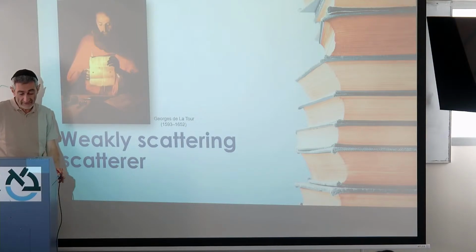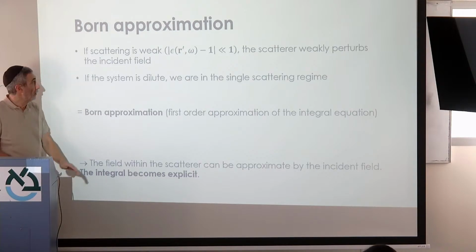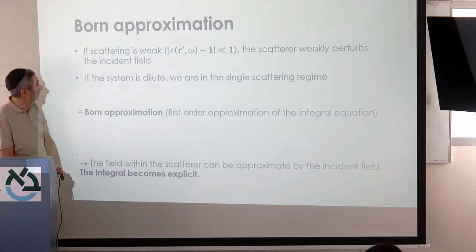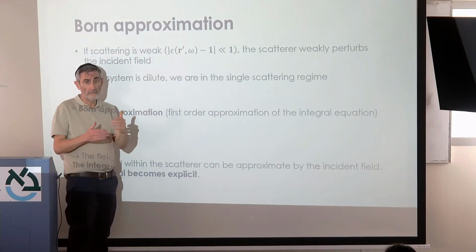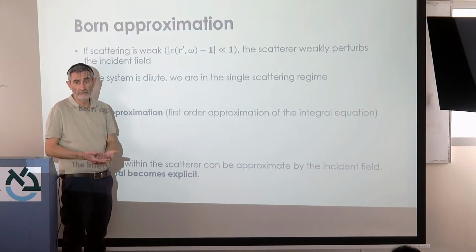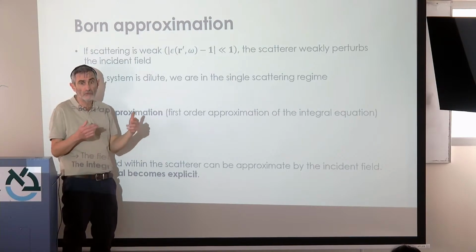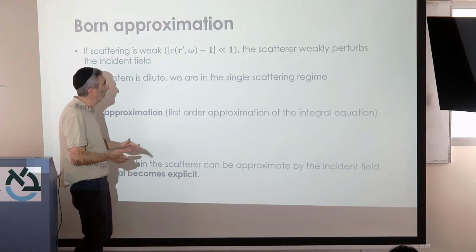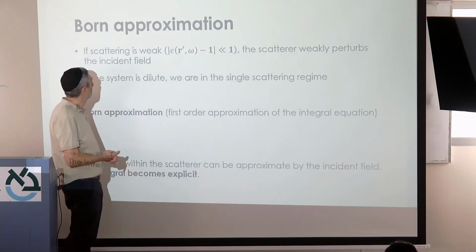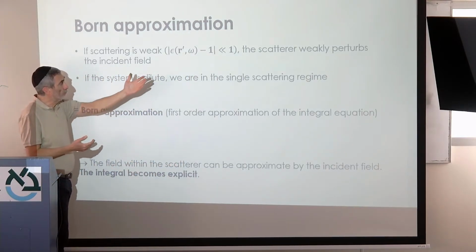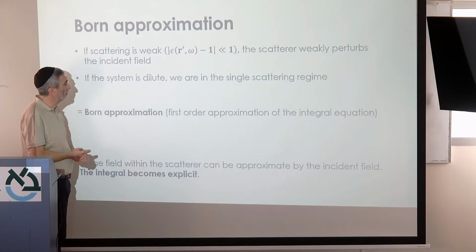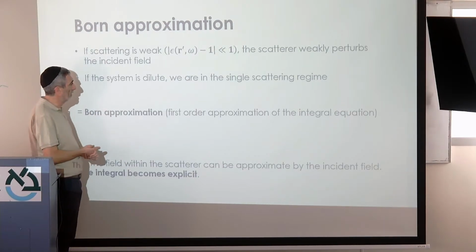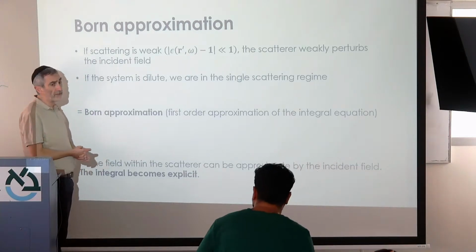Let's deal first with a weakly scattering scatterer. What does it mean? A weakly scattering object is an object for which this term is very small. The index of refraction is very close to 1, so the medium is almost transparent. It's called translucent. A translucent medium will be weakly scattering, so the incident field is only weakly perturbed by the object. If the system is not dense, we are in the regime of single scattering.